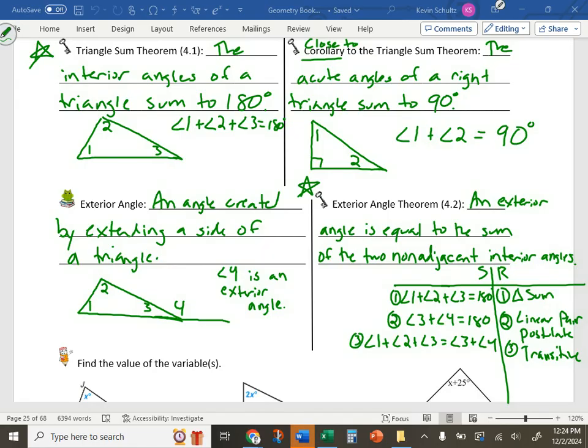Now remember, our goal here was to prove that angle 1 and angle 2 equal angle 4. Can we do that? How? You just cancel the 3's out. Our 4th step is angle 1 plus angle 2 equals angle 4, because as Huda said, we can just cancel out those 2 angle 3's. What allows us to do that? The subtraction property. You take away angle 3 from both sides, and we have that left. Okay? There you go. Hugo, satisfied?